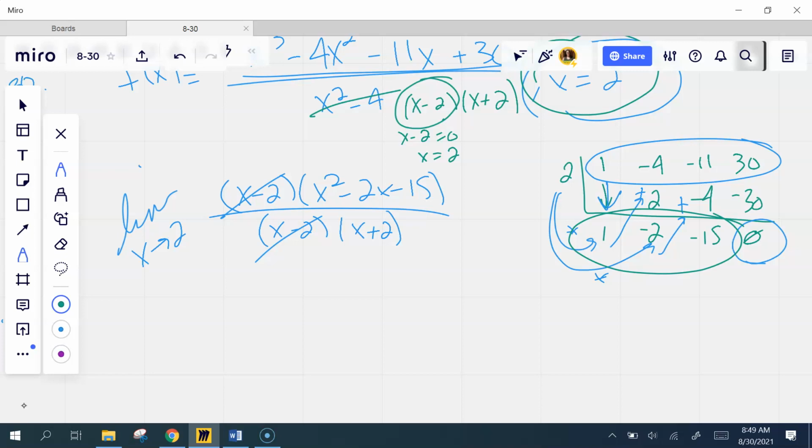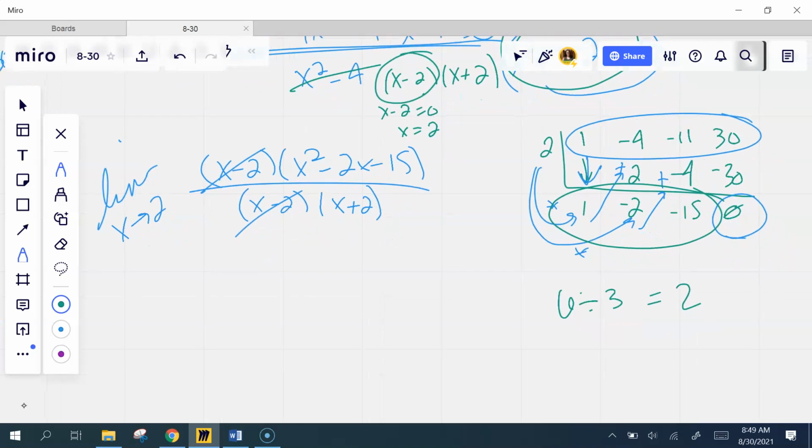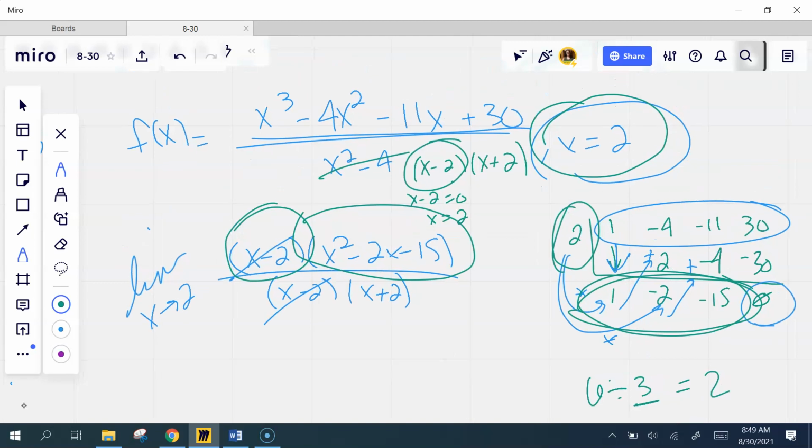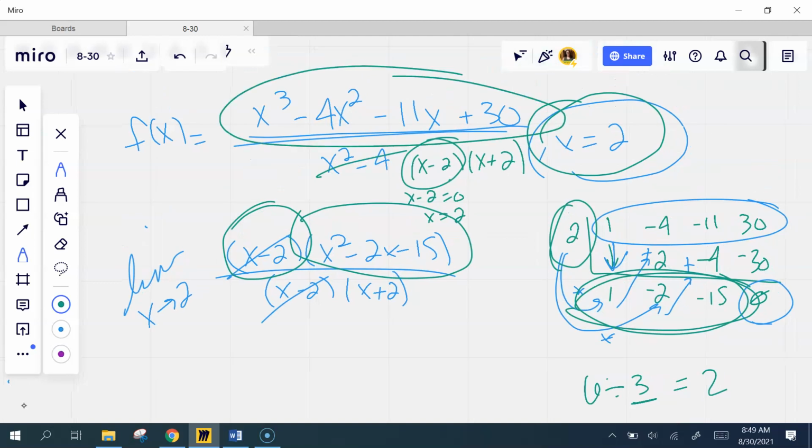Because whenever I synthetically divide, think about a regular division problem. You could rewrite it. If I had 6 divided by 3 equals 2, I could write this as 2 times what I divided by gives me what I started with. I did the same thing. I divided by x minus 2, and I got x squared minus 2x minus 15. So it's the same thing as what I started with.